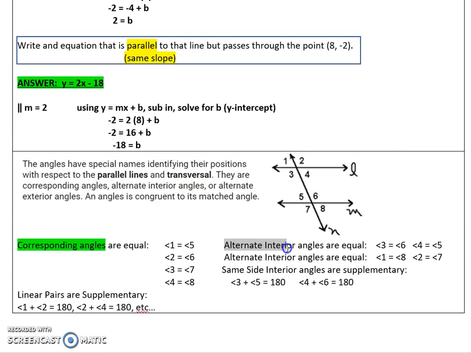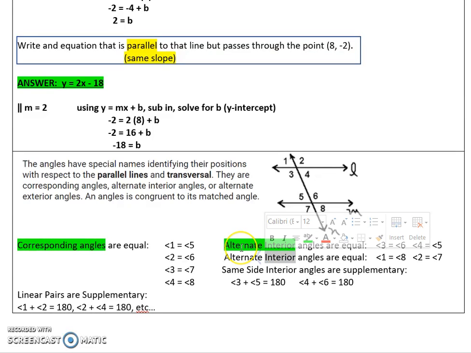The other fairly popular are alternate interior angles. Alternate interior angles means that the angles are on opposite sides of the transversal and inside the two parallel lines. So these are alternate interior angles. 3 equals 6 and 4 equals 5.